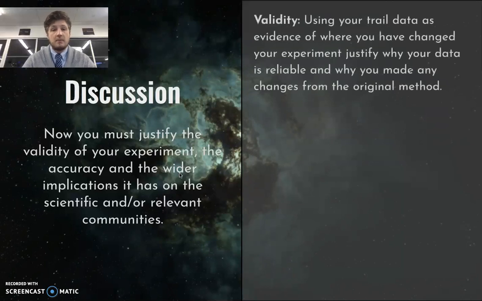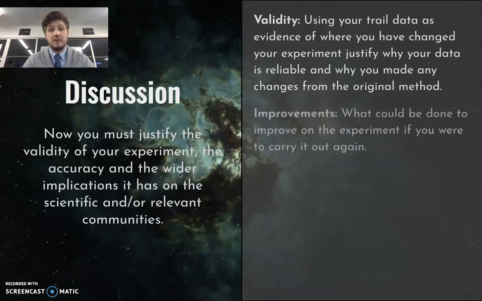So, a structure you could use is to first talk about the validity of your investigation and the methods you used, and justify why your data was accurate and you did everything by the book and did multiple experiments to ensure accuracy. This is also where you talk about your trial and how your trial influenced how you changed your scientific method.